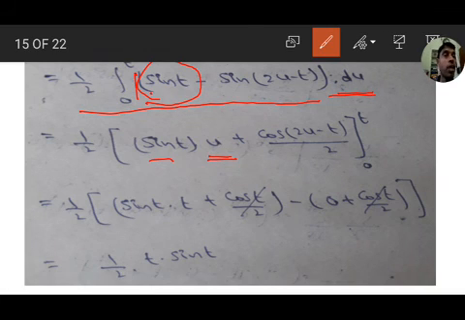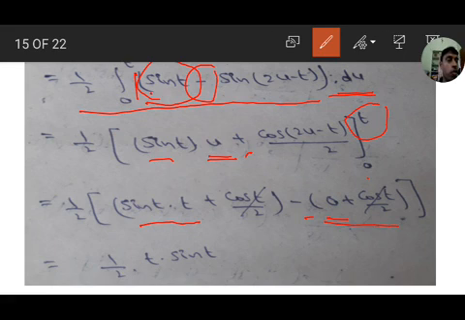And minus sin(2u minus t), integration gives minus cos(2u minus t) by 2. Already minus is there, so minus minus plus. Upper limit minus lower limit. If you substitute t in place of u, we get sin t into t and cos(2t minus t), that is cos t by 2. Minus, if you substitute 0, 0 into sin t is 0, and cos of minus t means cos t, since cos of minus theta is cos theta, therefore cos t by 2. If you multiply with minus, the cos t by 2 terms cancel, leaving t into sin t, that is 1 by 2 into t into sin t.